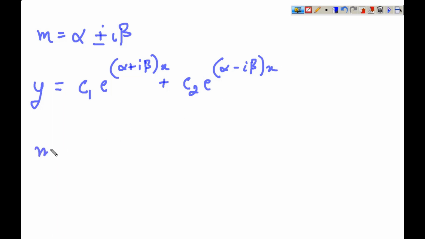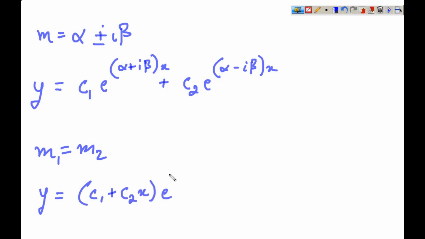And then when we have m1 equals m2, so both are real and equal, then the general solution will look something like this: (c1 plus c2x)e^(m1x). So now we have understood all this.